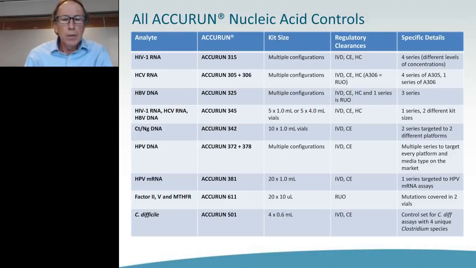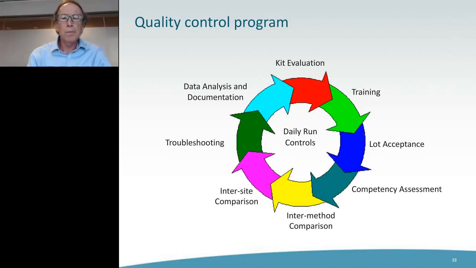And just over the last 6 months, we introduced a C. diff control, which is ACCURUN 501. And that's a control set with 4 unique Clostridium species that you can control for. So we have a nice long list of ACCURUN controls. And of course, you can get all this information by either visiting our trade show booth or the website.